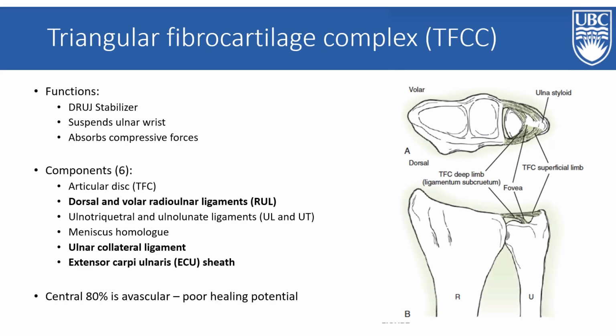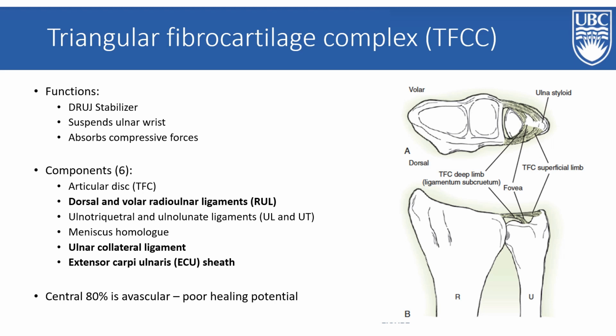As mentioned, the triangular fibrocartilage complex, or TFCC, is the main static soft tissue stabilizer of the DRUJ. It is composed of soft tissue structures that span and support the DRUJ, as well as the ulnar carpal joints. It also suspends the ulnar wrist from the radius and transmits and absorbs compressive forces across the ulnar aspect of the wrist. It transmits approximately 20% of load across the wrist in a neutral position.